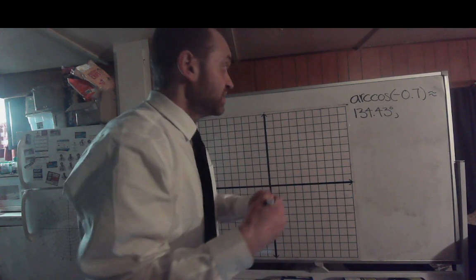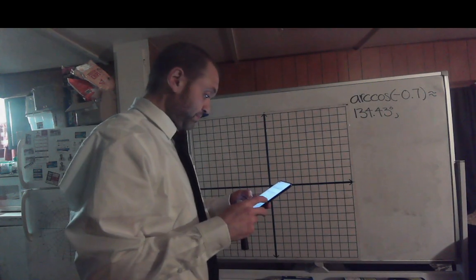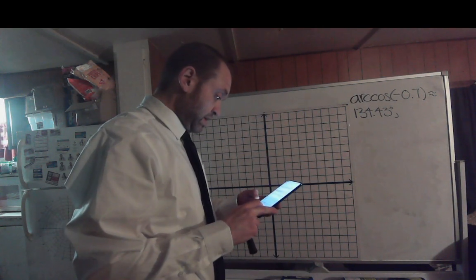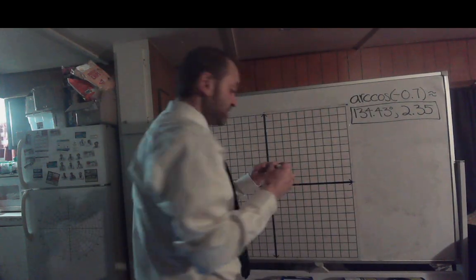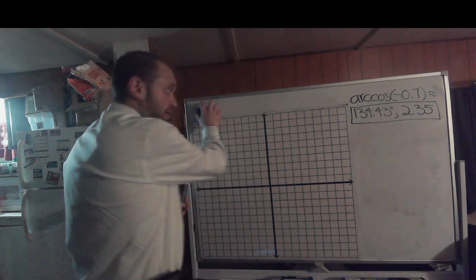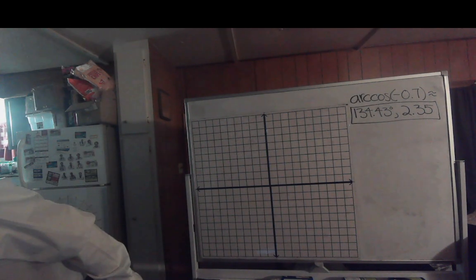So what does that give us in radians? In radians, you get about 2.35 radians. So the arc cosine of negative 0.7 is about 134.43 degrees, or about 2.35 radians. Two more of these, then I have 8 more exercises where we're going to set up some triangles.